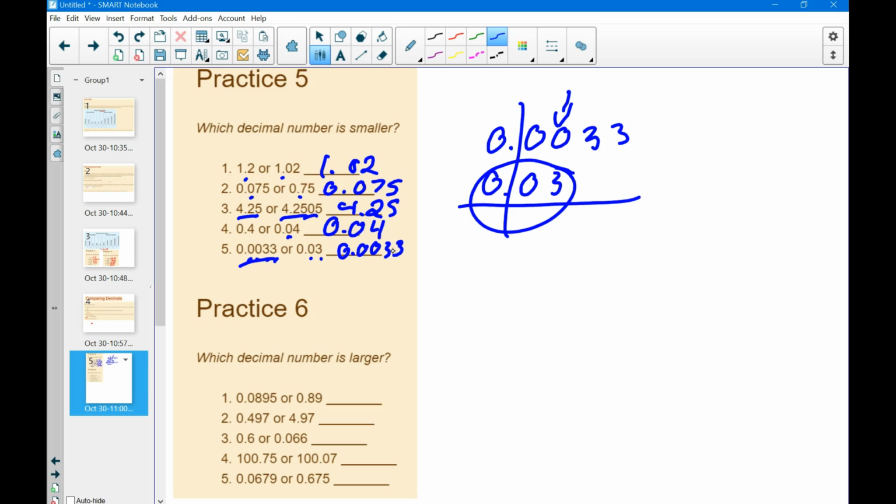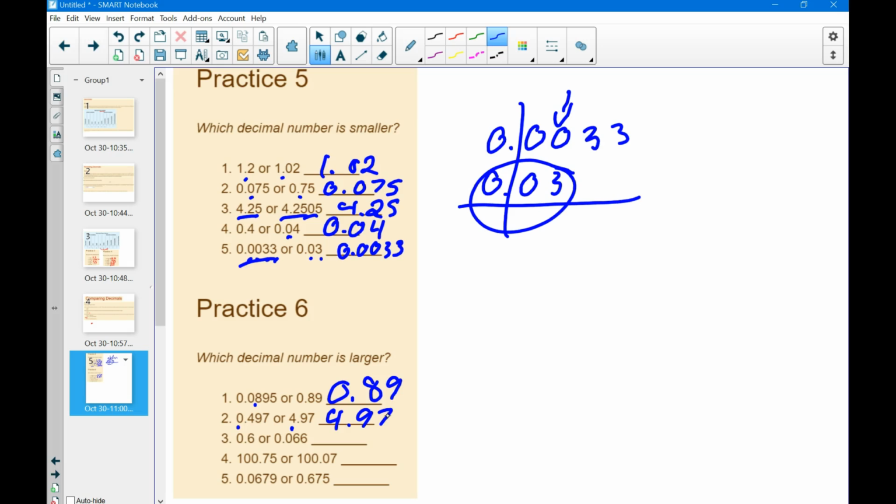Down below, practice number 6, which number is larger? Kind of the opposite of what we just did. Looking at number 1, we can see that it's going to be 0.0895 or 0.89. Well, there's a 0 after the decimal here, which makes that one smaller, which makes this one here larger. Looking at number 2, there's a 0 right there, so this is 0.497. This is 4, so that's the larger one there.